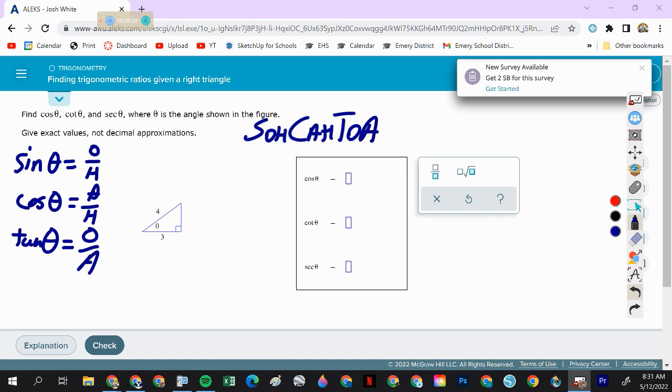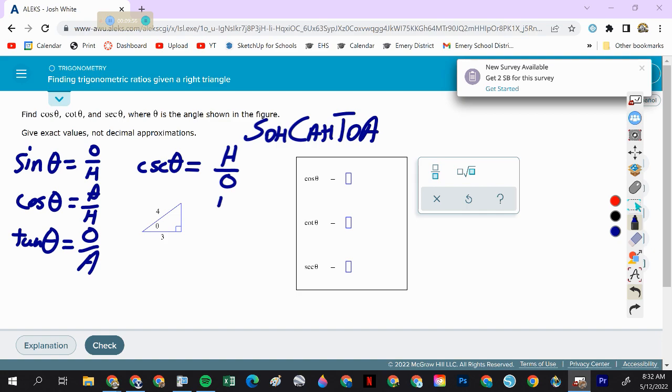What would another ratio be? It's kind of like the inverse. We call it the reciprocal, the upside down version. So H over O. Well, that ratio also has a name. It's not used as often as the sine. That ratio's name is cosecant, and we abbreviate it CSC. So the CSC, the cosecant, is just the upside down version of the sine.